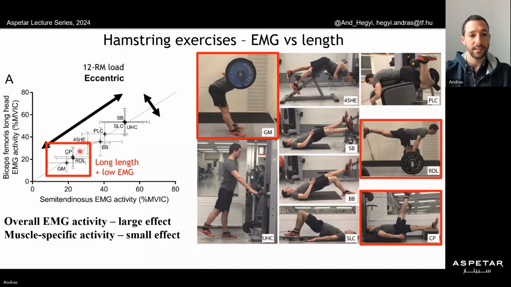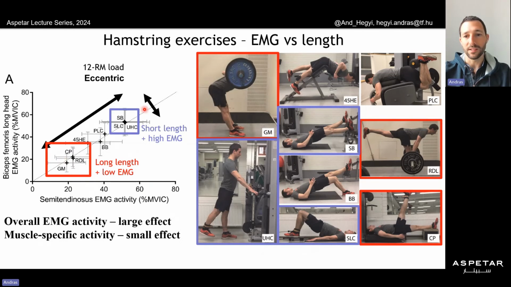What was interesting to see is that for the exercises where we had a long muscle length, we also had a relatively low EMG activity. And when we had a very short muscle length, then we had a very high EMG activity. This is interesting because, for example, in sprinting, we had long muscle length and high EMG activity.